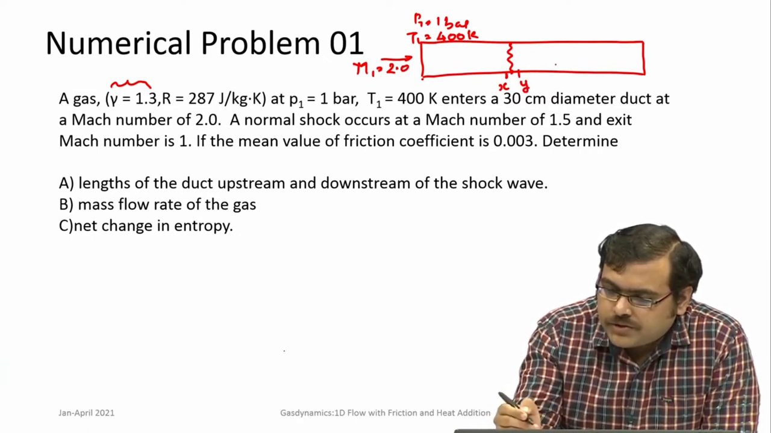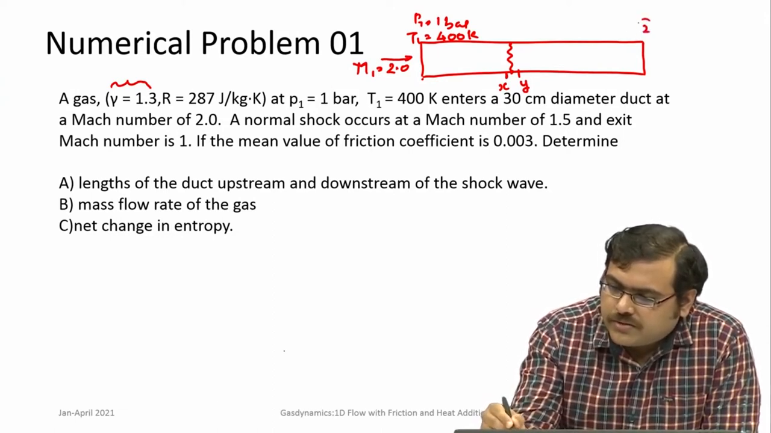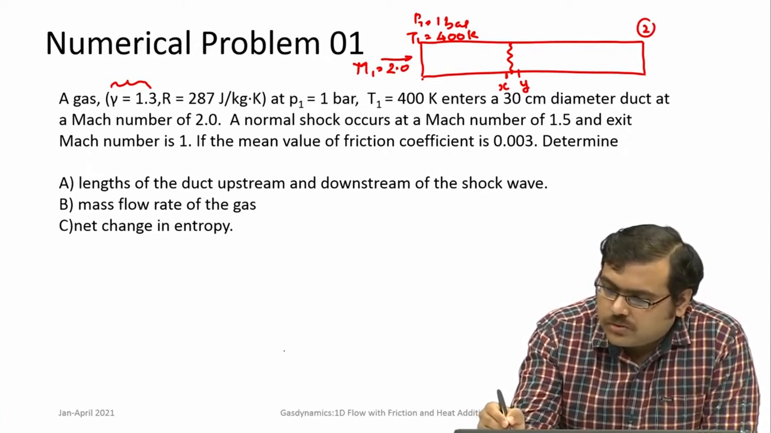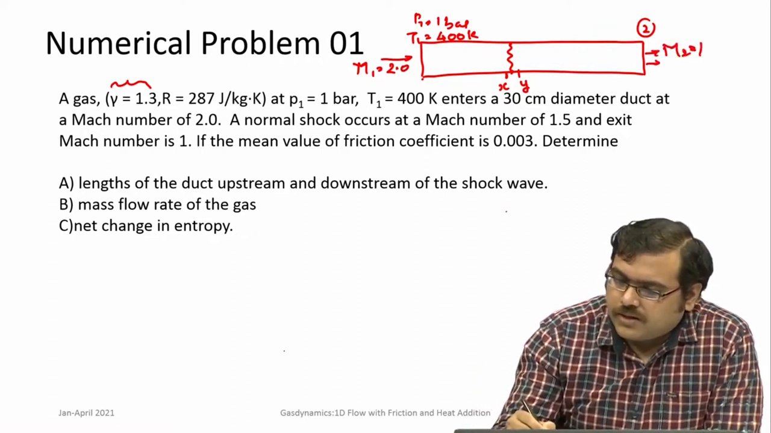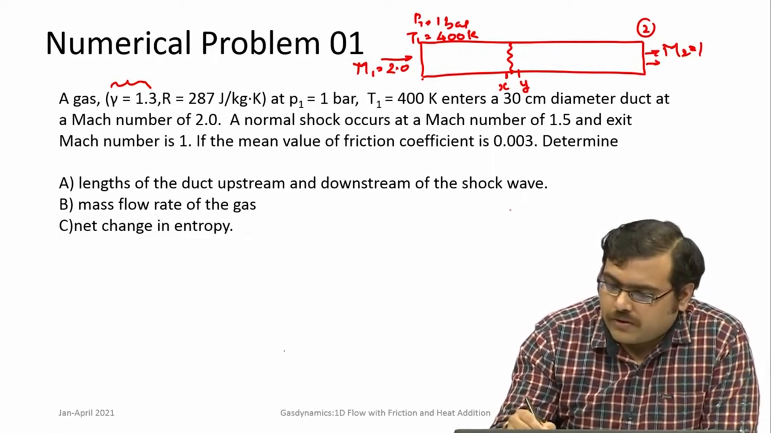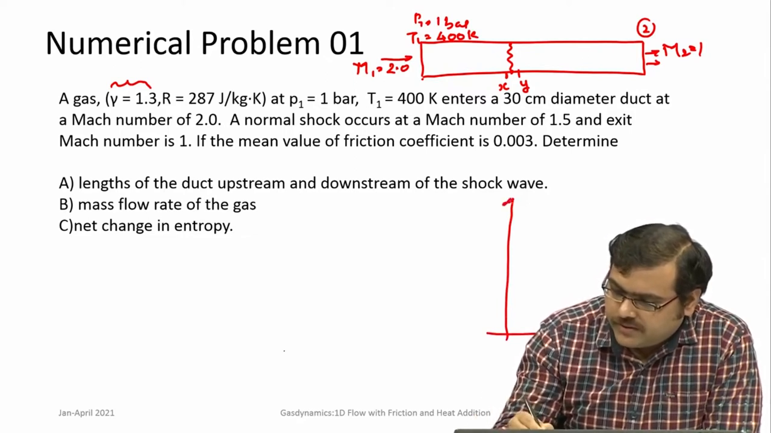What is known is that at the exit, at location 2, the Mach number M2 is equal to 1. It is very effective if you are able to draw a TS diagram of this particular case.